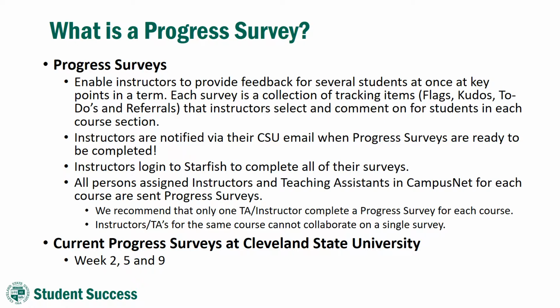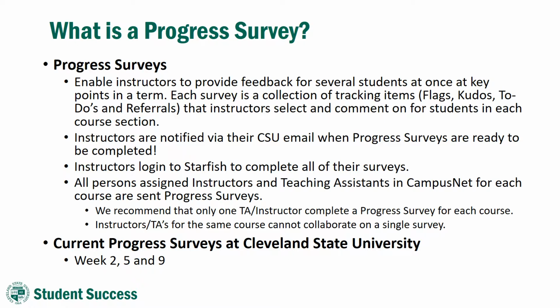Instructors are notified via their CSU email when progress surveys are ready to be completed. Instructors then log into Starfish to complete all of their surveys. Again, these surveys cannot be done via your CSU email address. All persons assigned as instructors and teaching assistants in CampusNet for each course are sent progress surveys. We recommend that only one TA or instructor complete a progress survey for each course. Instructors and TAs for the same course cannot collaborate on a single survey.